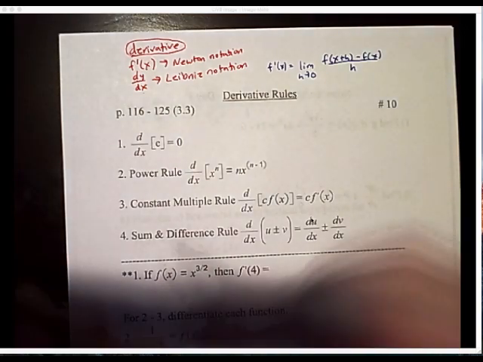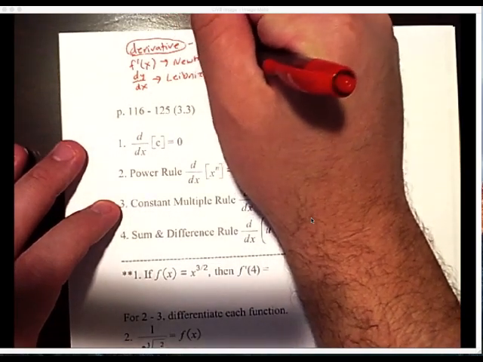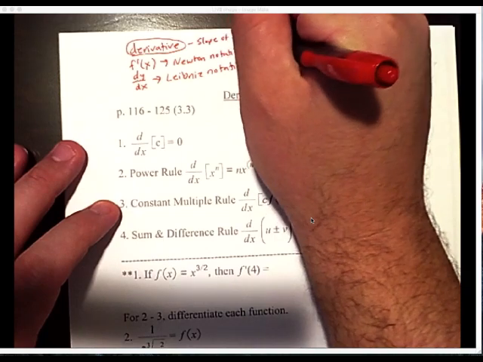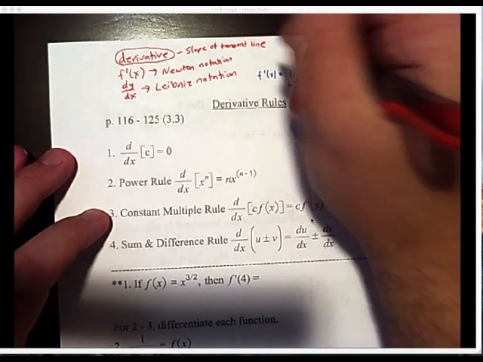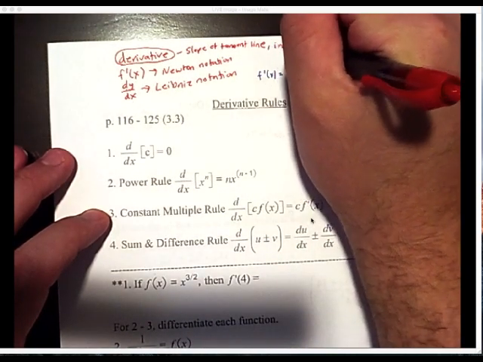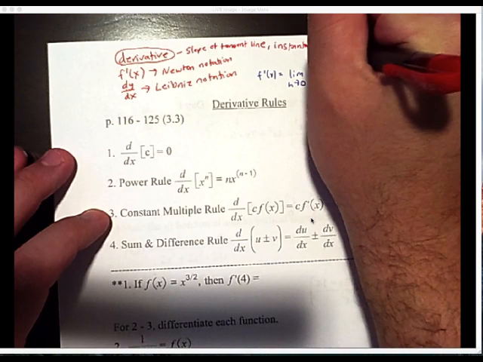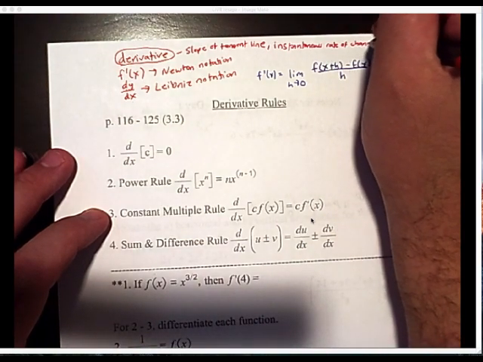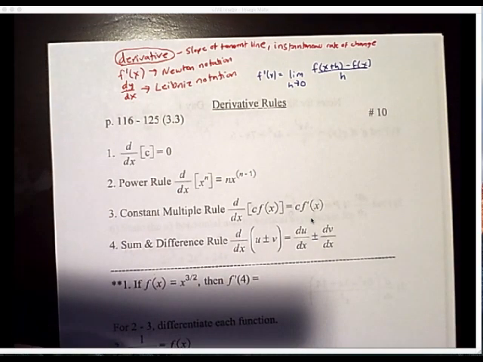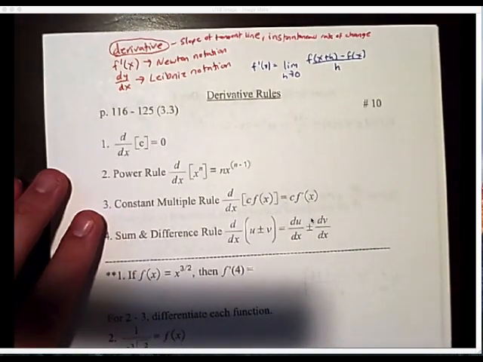Remember, derivative is nothing more than the slope of the tangent line. Or another way to say that is the instantaneous rate of change, or how fast you're going at a specific moment in time. You're driving in your car, you look down at your speedometer, and at that exact moment in time, that's your speed, or your instantaneous rate of change. Okay, so let's learn some properties here. Let's learn these rules.